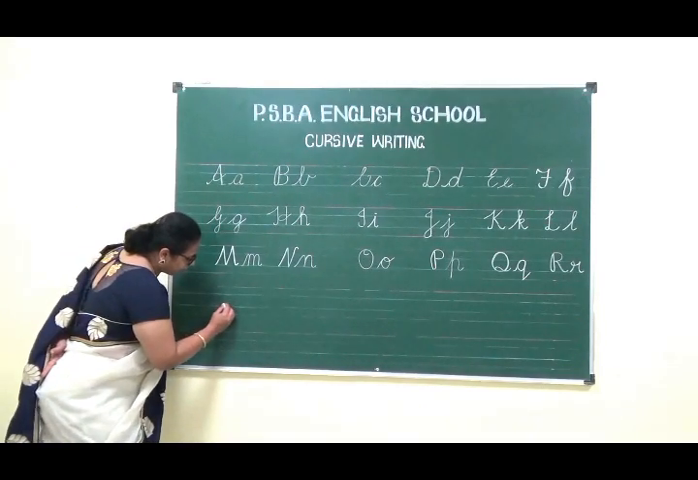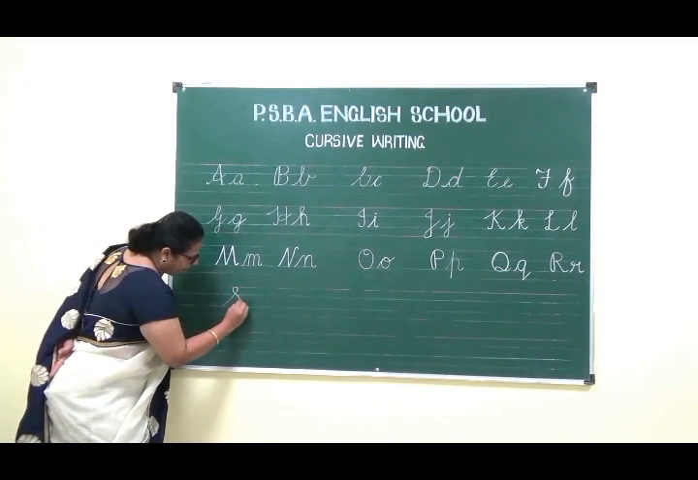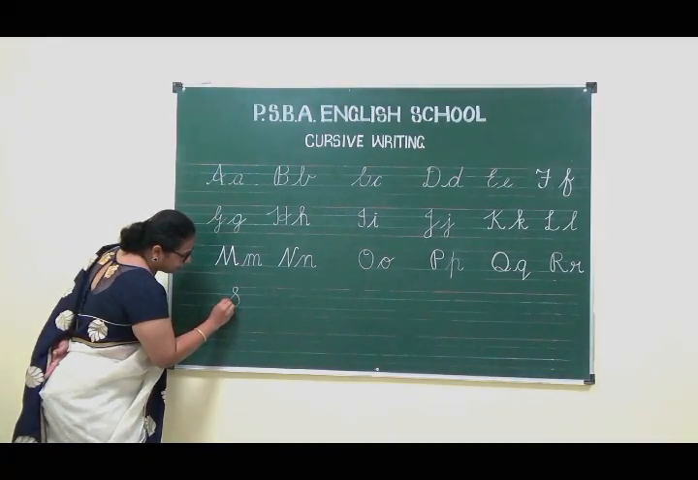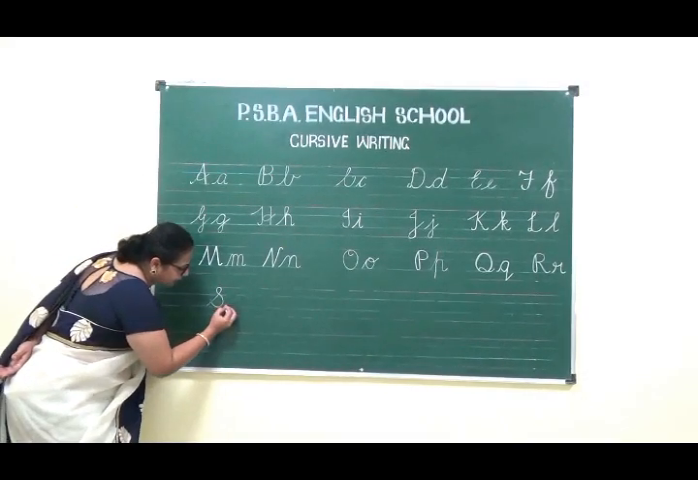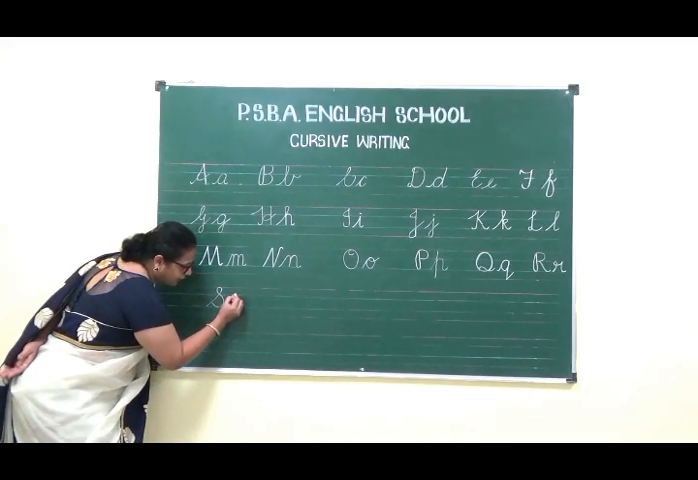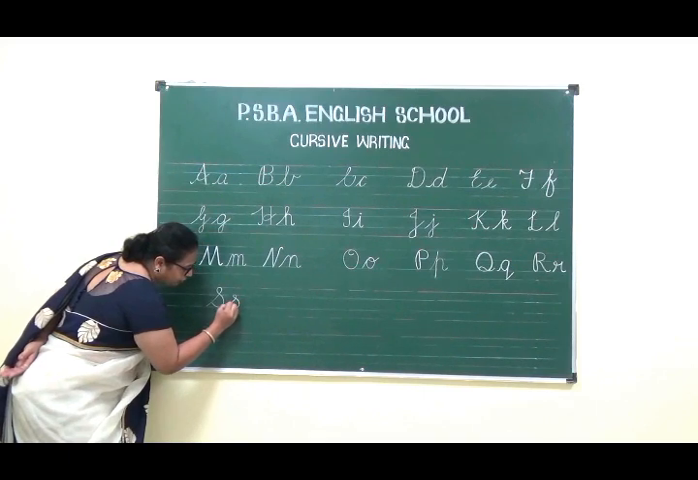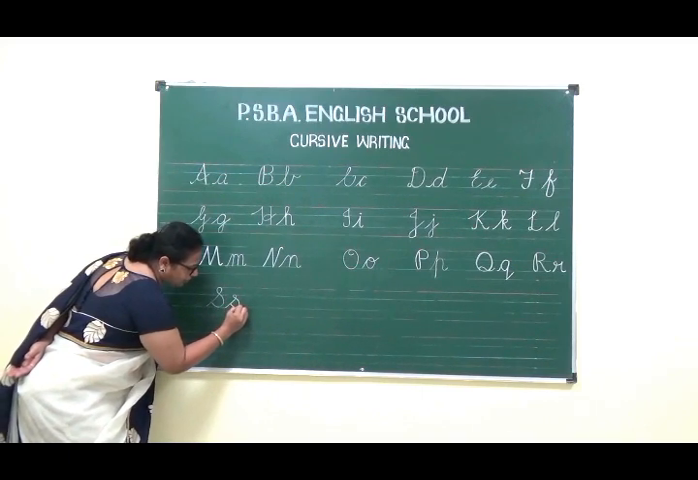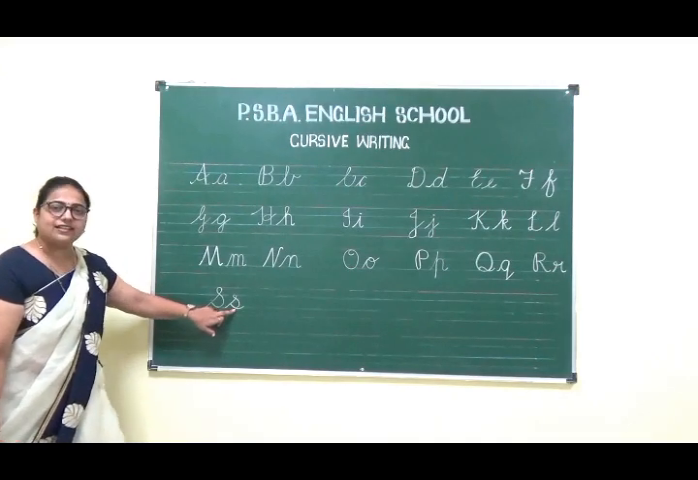Let us draw a slanting line, go up to the first line, make a small bubble and a curve. See how to write small letter S in cursive. Draw a slanting line, go up, make a small bubble, come down with a curve, touch the slanting line, again come down and come out with a small curve. This is small cursive S.